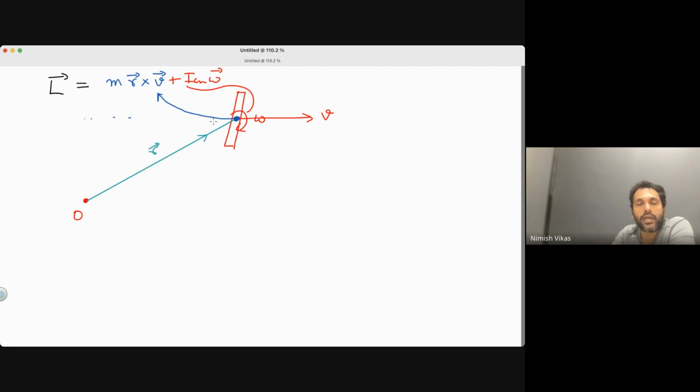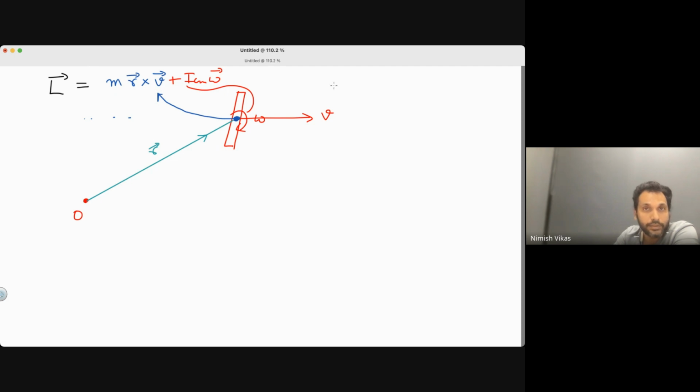Okay. Had the omega been opposite, what would it have been? M R cross V minus I omega, where inside is positive and outside is negative. Or minus M R V plus I omega. Is that clear? So the point is, these two parts are vectors, and we should not be in too much of a hurry to simply add them. Maybe they are not in the same direction, so don't add them. Maybe they are 90 degrees to each other. Then we'll have to square and add them.